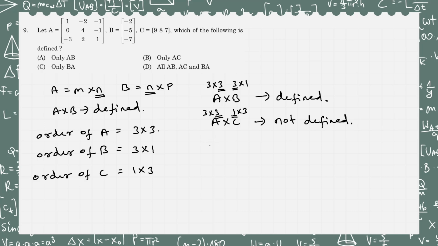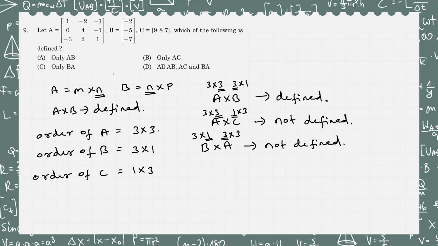So let us think about BA. So B cross A will be, B is 3 cross 1 and A is 3 cross 3. Here also the number of columns in matrix B and number of rows in matrix A both are not matching. So BA is also not defined.